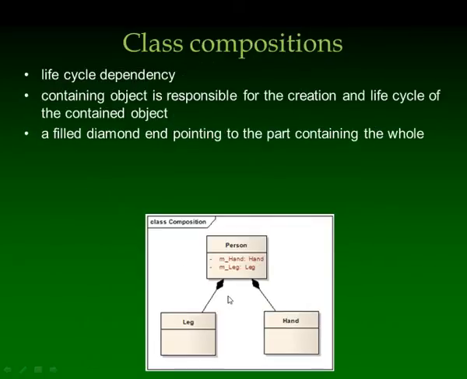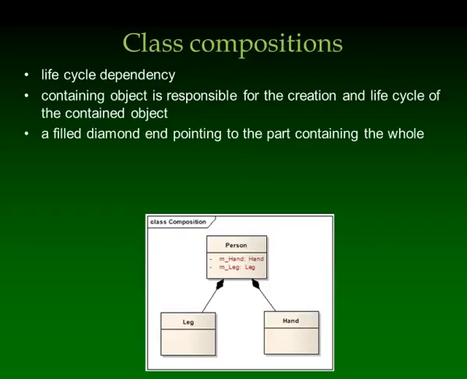Now, class composition is a stronger version of class aggregation, where not only is there a part-of relationship between class A and class B, there's also a life cycle dependency between them, where one cannot exist without the other. You can't just have a leg hanging out there. It has to always be part of a person. You can't just have a hand hanging out there. It has to always be part of a person. In this model, I know you can cut off the leg, but that's not the normal way.